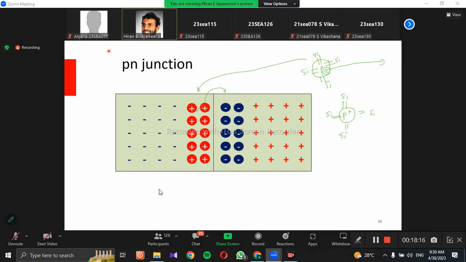Now you have positively charged particles here and negatively charged particles here. When you have positively and negatively charged particles, you get an electric field, right? So the direction of the electric field is from positive to negative, right? So this is the direction of the electric field. The higher the number of charged particles you have, the stronger the electric field. Is it clear to everyone?